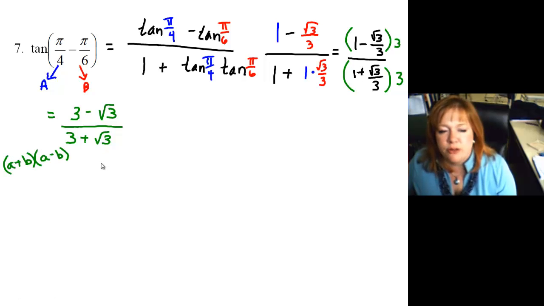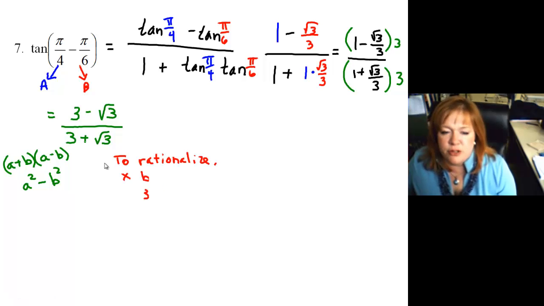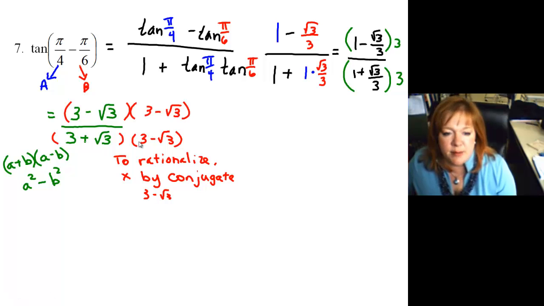So to rationalize it, we have to recall our difference of squares. A plus b times a minus b gives us a squared minus b squared. So that's what we're going to do here. We're going to multiply by the conjugate. So to rationalize, you're going to multiply the conjugate of your denominator, which is 3 minus square root of 3. So I multiply the denominator times 3 minus square root of 3, and I multiply the numerator by the same thing, because that's this over this is 1.